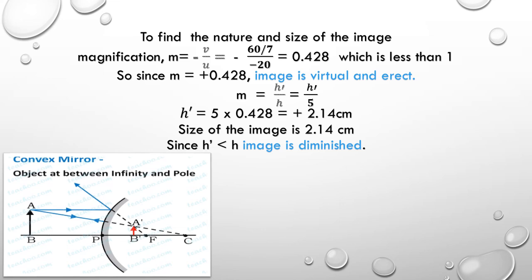So children, we got the answer. We got the position of the image, we got the nature of the image, that is virtual and erect, and we got the size of the image, that is 2.14 centimeter, and the image is diminished. Hope you understood both of the numericals. So practice more numericals, and let us now go through the homework questions.